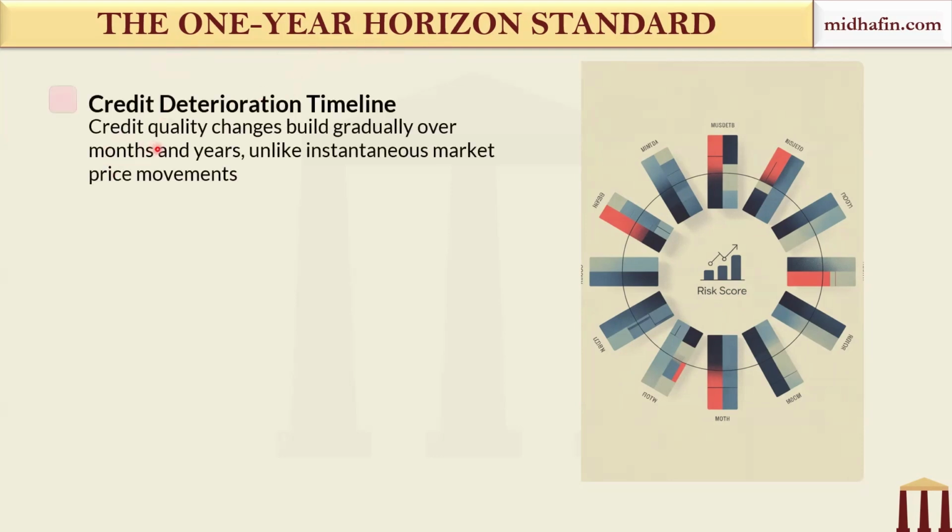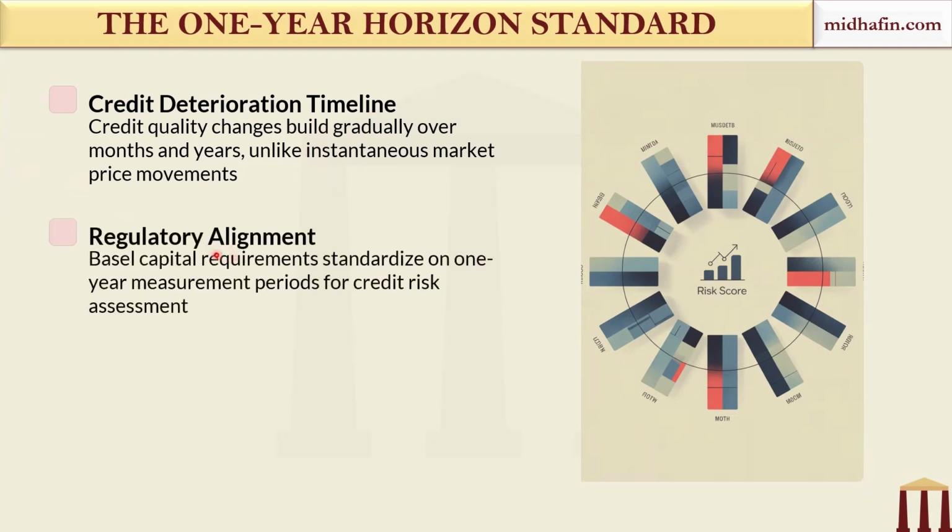So, the first reason is the timeline of the process of credit quality change. It takes time. Unlike market prices, which move in seconds, this process of credit quality change builds gradually, as we have seen earlier. So that is why this 1 year time horizon is much more realistic for capturing the risks of defaults or downgrades, or spreads widening, all those things.